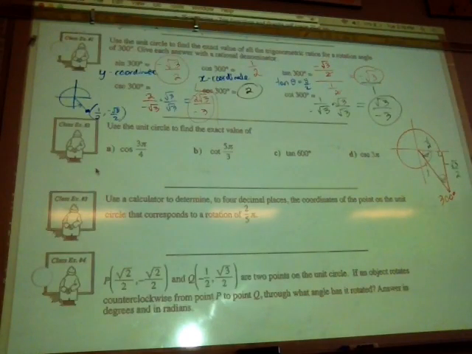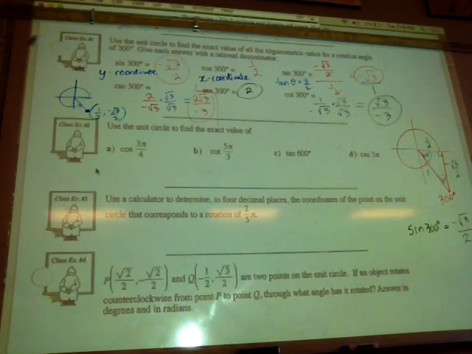So now, if I'm trying to find sine 300 degrees, and I know that is opposite over hypotenuse, but my hypotenuse will always be 1. So it's just the y coordinate, and I look at my special triangle, and I know it's negative root 3 over 2.